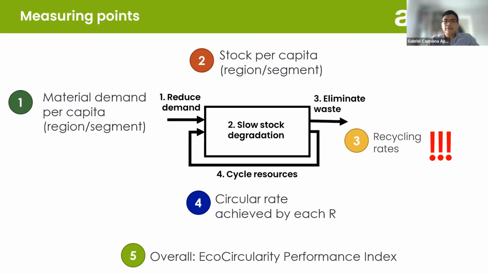And for the cycle resources, I can have the circular rates achieved by each of those strategies that I presented before. So if a product was designed for reuse, how much of this material do we actually reuse rather than recycling or even repurposing? So how can we classify better the flows of materials and information? As an overall assessment of the whole system, I can also use the eco-circularity performance index, which will allow me to capture not only the quantity of flows, but also the quality of those resources.